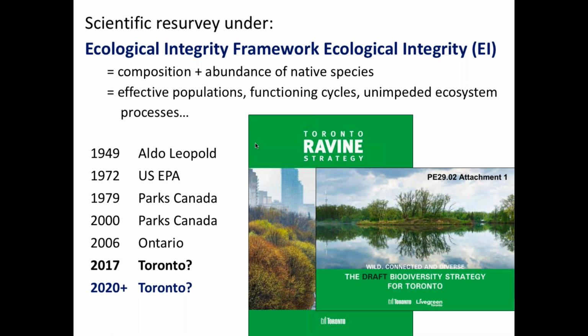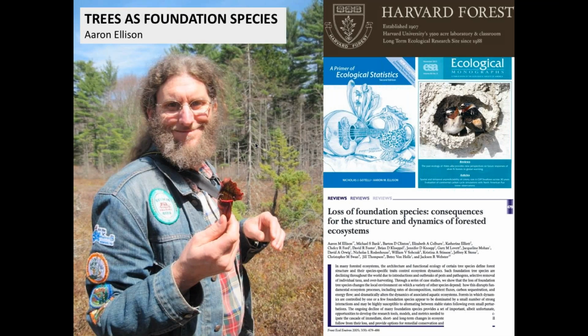So starting from Leopold, right through Parks Canada, the EPA in the US, Ontario, and of course Toronto today, and it's in the Toronto Ravines strategy, big discussions over the Rouge when the national park was set up. And I put at the bottom 2020 and plus for Toronto, because hopefully trying to aim to continue to use this as a framework or underlying any of the strategies we develop, in particular the Ravine strategy and what's currently in draft review for the city, the biodiversity strategy. I think as ecologists, we would want this as the underlying process.